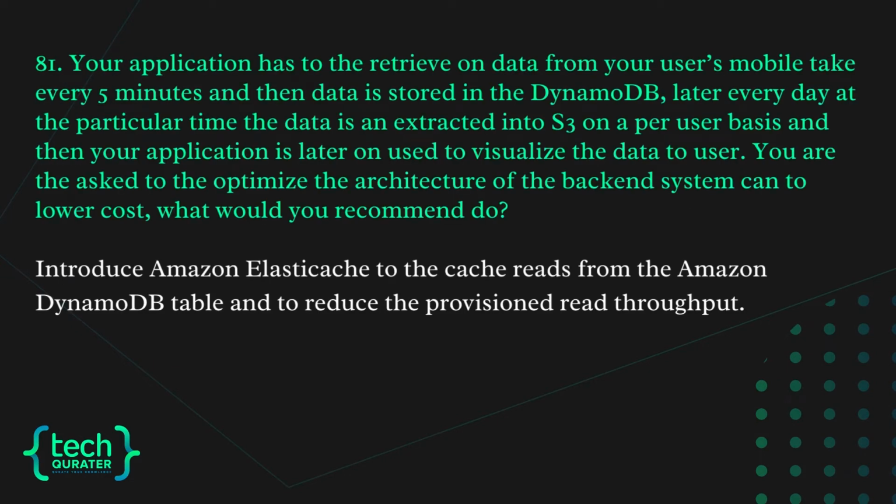Your application has to retrieve data from your users' mobile devices every 5 minutes, and then the data is stored in DynamoDB. Later, every day at a particular time, the data is extracted into S3 on a per user basis, and then your application is later used to visualize the data to the user. You are asked to optimize the architecture of the backend system to lower cost. What would you recommend? Introduce Amazon ElastiCache to cache reads from the Amazon DynamoDB table and to reduce the provisioned read throughput.